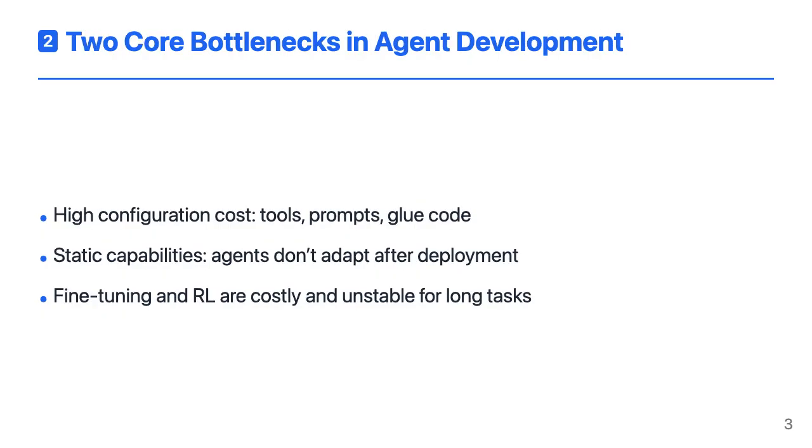The authors highlight two main bottlenecks. First, configuration cost. You have to pick tools, write Python wrappers, integrate APIs, and craft prompts. It's a craftsman process that doesn't scale. Second, static capabilities. Once deployed, agents don't naturally improve. You can tweak prompts or run supervised fine-tuning or RL, but that needs lots of labeled data, GPU time, and often becomes unstable on long-horizon tasks. Youtu-Agent is designed to attack both of these pain points head-on.